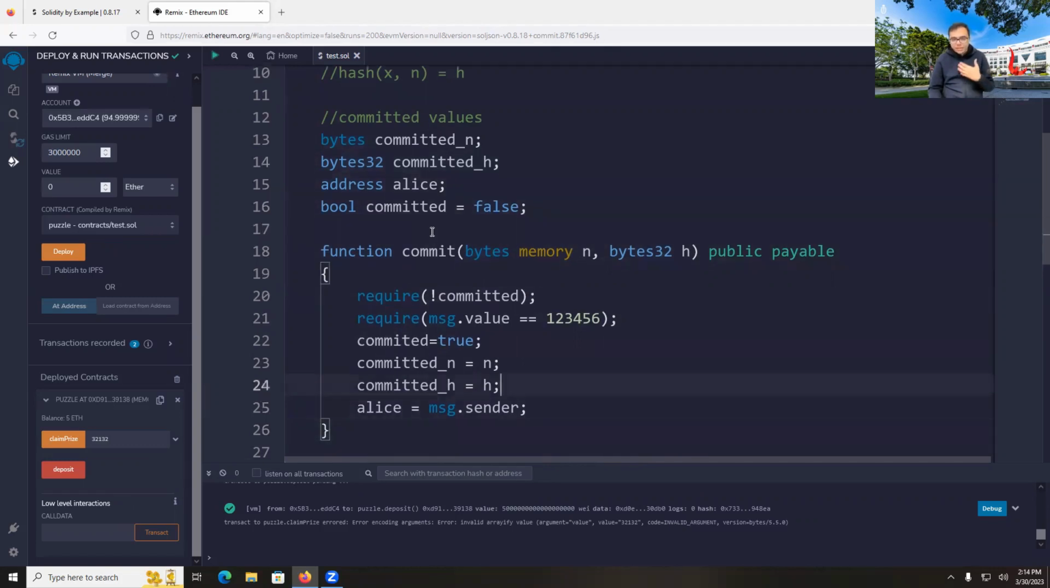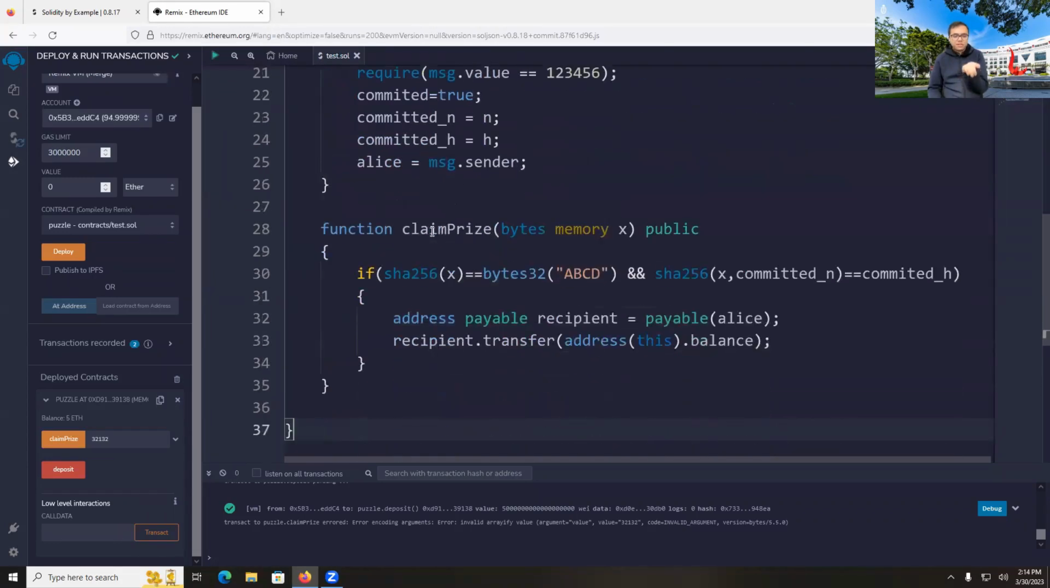And then only after Alice does the call to commit and sees that this was added to the blockchain, she's now safe and she knows that she can actually reveal the value of X. Now she creates another transaction that calls claim price and gives the value of X. And if X has the right value, if it actually solves the puzzle, and if also it matches the commitments that we had before, so the hash of X and the committed nonce is the committed hash, then we pay the balance of this contract, not to the person who called this function, but to Alice.